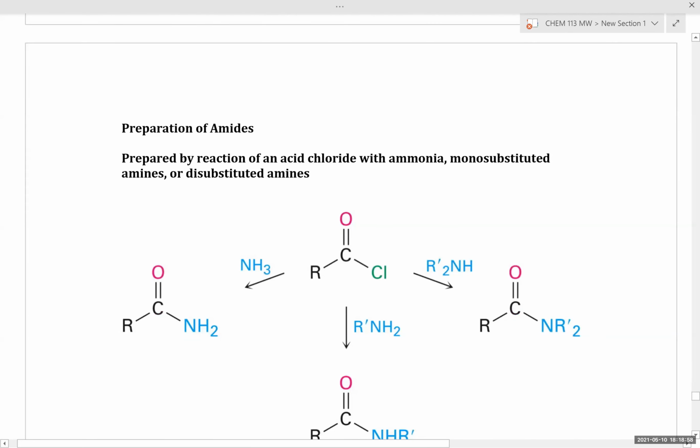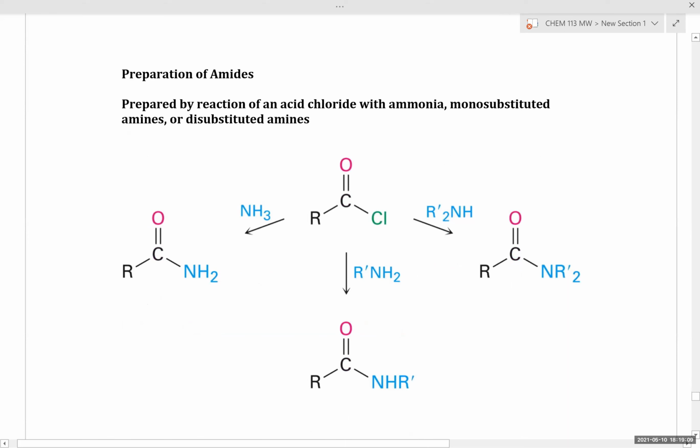So we've talked a lot about the chemistry of esters. Let's now refresh and review the common chemical reactions of amides. So amides are typically prepared from the corresponding acid chloride via reaction with ammonia, monosubstituted or disubstituted amines. You generally can't use tertiary amines because this ammonium species generated is not stable. So you're limited to free primary and secondary amines.